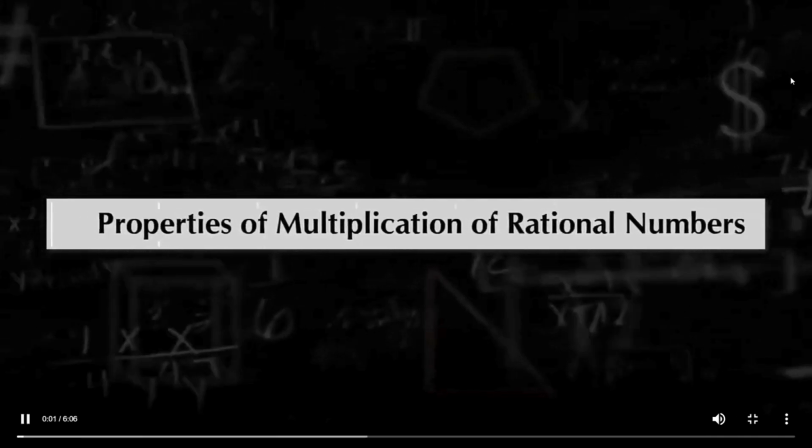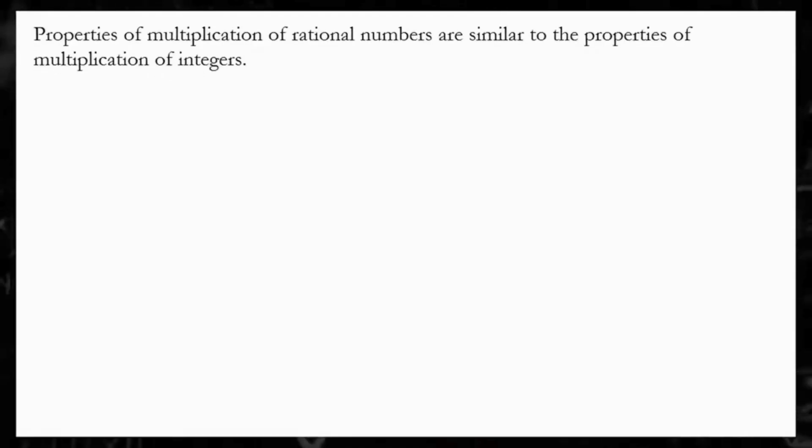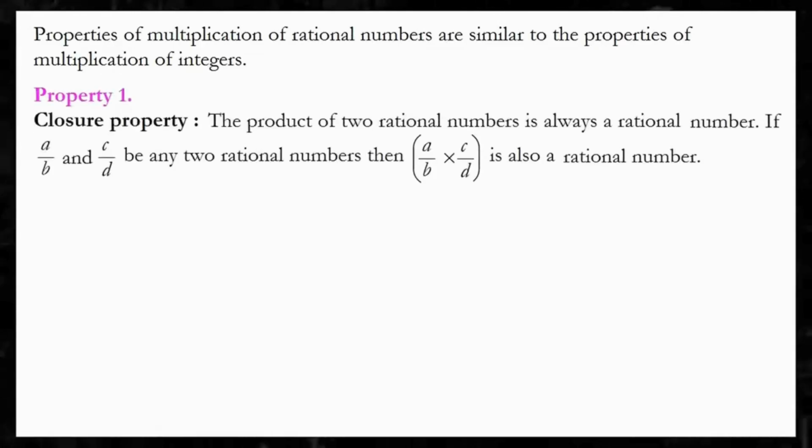Properties of multiplication of rational numbers. Properties of multiplication of rational numbers are similar to the properties of multiplication of integers. Property 1. Closure property. The product of two rational numbers is always a rational number. If a/b and c/d be any two rational numbers, then a/b multiplied by c/d is also a rational number.